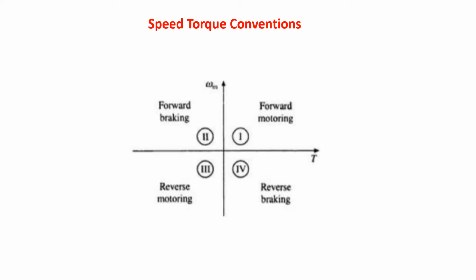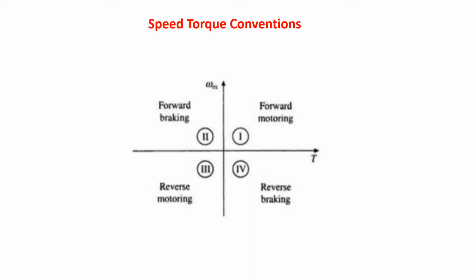What it does in motoring mode means the motor converts electrical energy to mechanical energy, which supports its motion. At that time, power flows from motor to load.